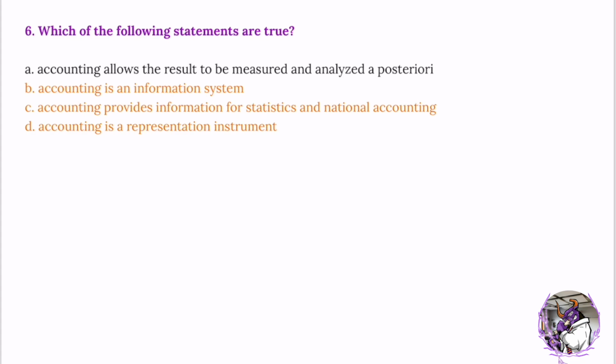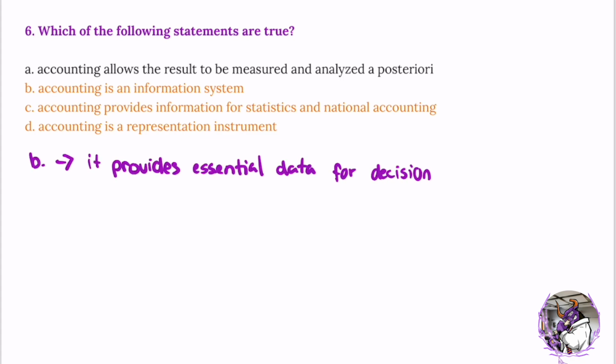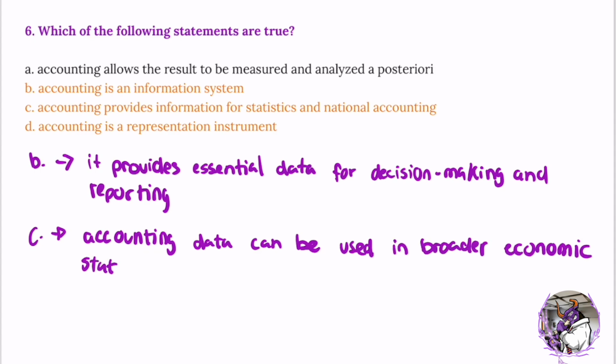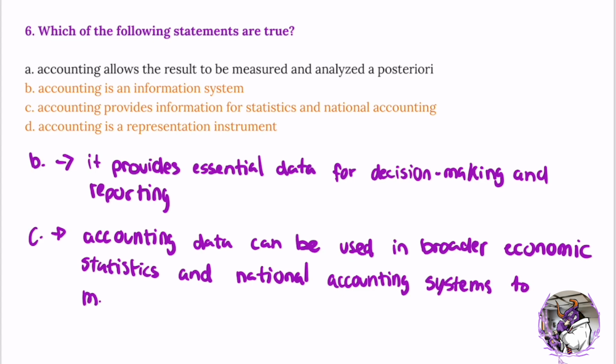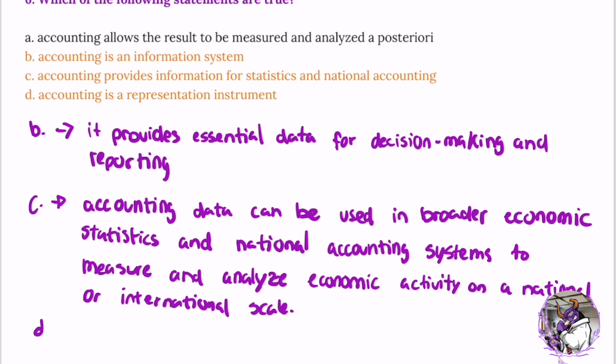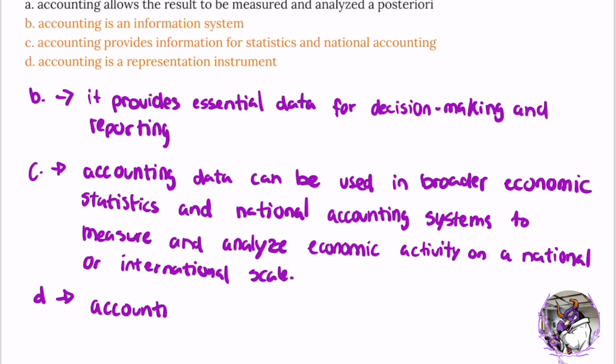Question number 6. Which of the following statements are true? The correct answers are B, C, and D. B, accounting is an information system because it provides essential data for decision making and reporting. C, accounting provides information for statistics and national accounting, as accounting data can be used in broader economic statistics and national accounting systems to measure and analyze economic activity on a national or international scale.